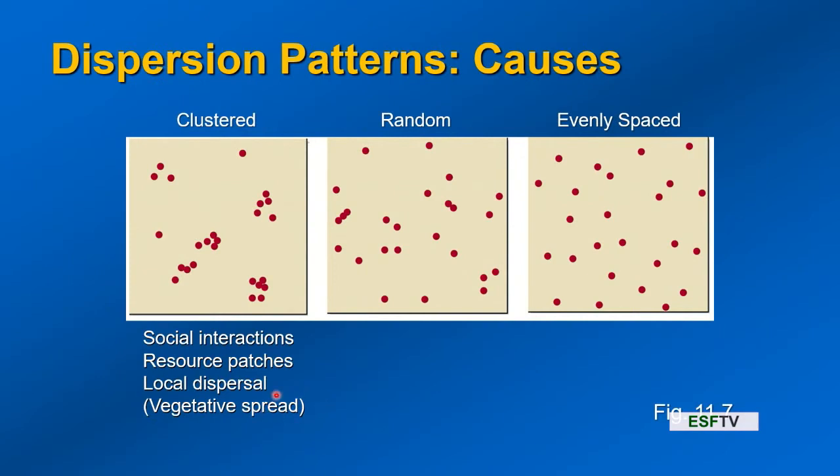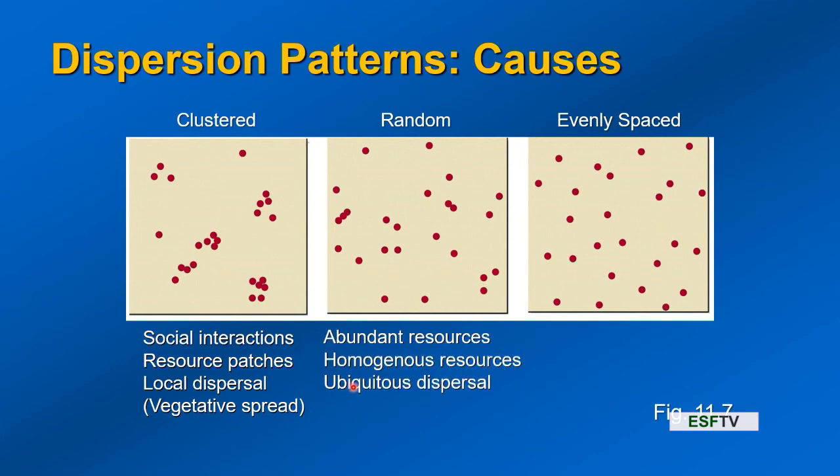The vegetative spread I put in parentheses, that's my beech or Populus or aspen example, vegetative spread underground. All right, so random.